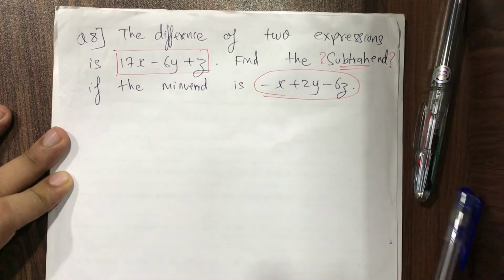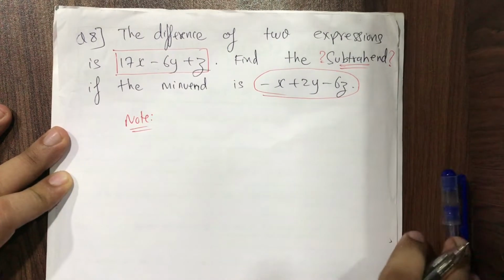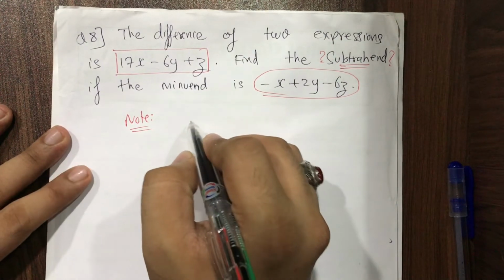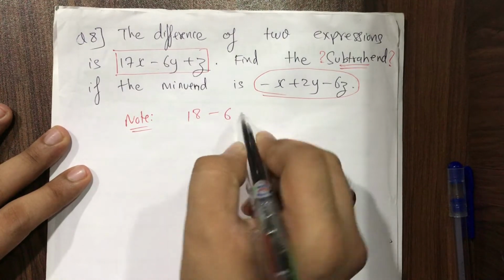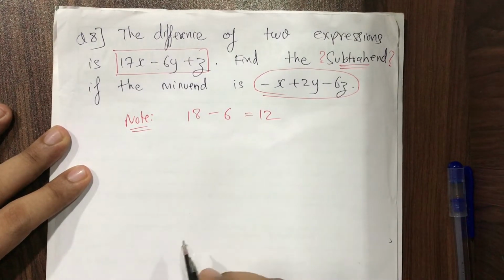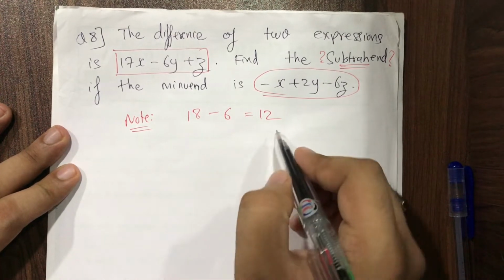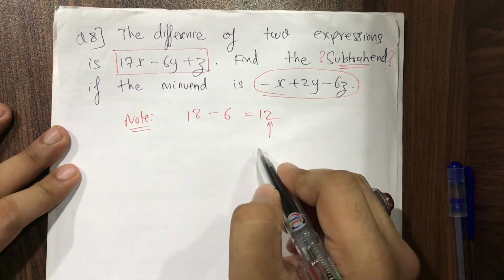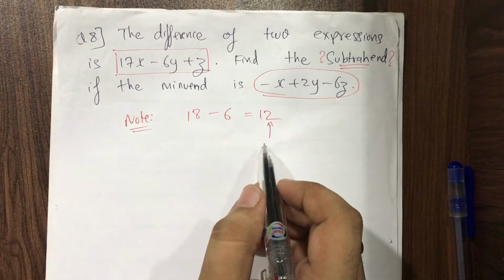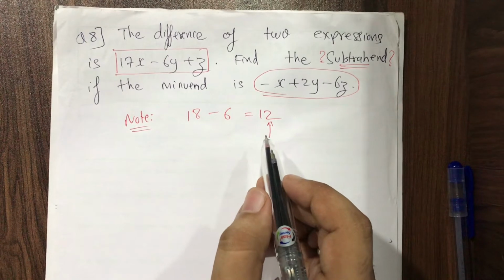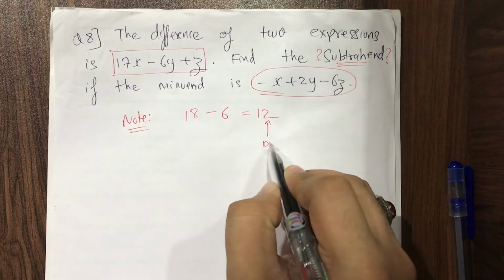First, let us understand what are these terms. Note, if I say, students, for example, 18 minus 6 gives me 12. Pay attention, please. If I say 18 minus 6 gives me 12, then students, this 12 is the answer, and 12 in other words is called as the difference. Do you agree with me? This 12, which is the difference between 18 and 6, it is called as the answer or the difference.